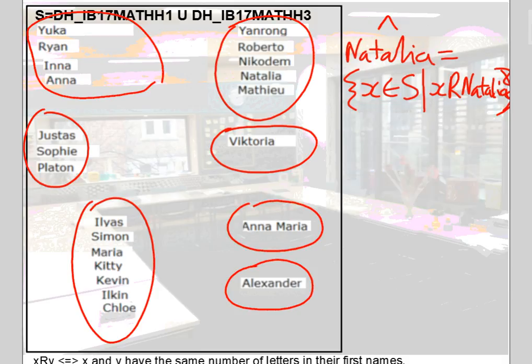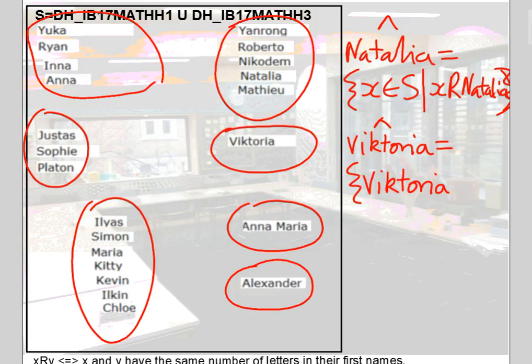And we agreed that the equivalence class of Victoria must have at least one member, because with an equivalence relation it must be reflexive, and that means each and every member of S is related to itself. So we are guaranteed that Victoria will at least be related to herself. It happens that nobody else in the class has 8 letters in his or her name. She's the only one. But that doesn't matter. She's still in the equivalence class of herself.